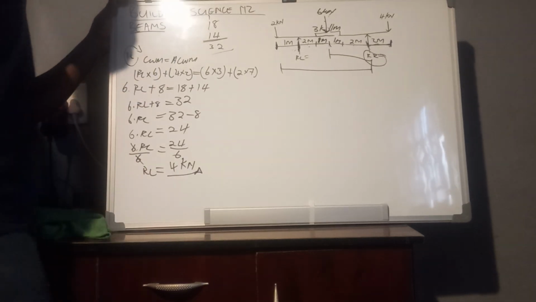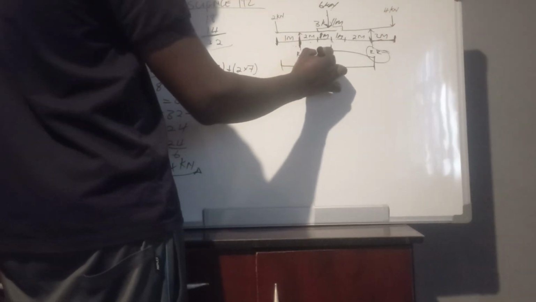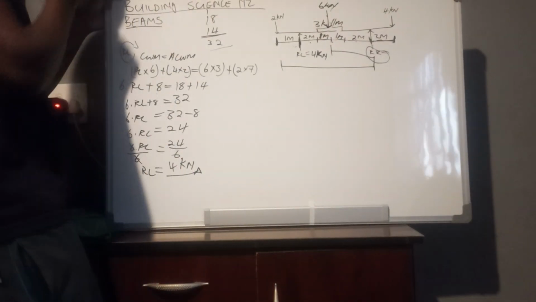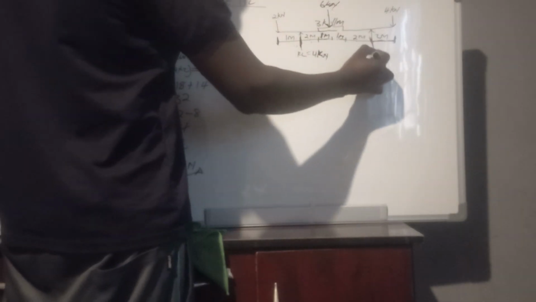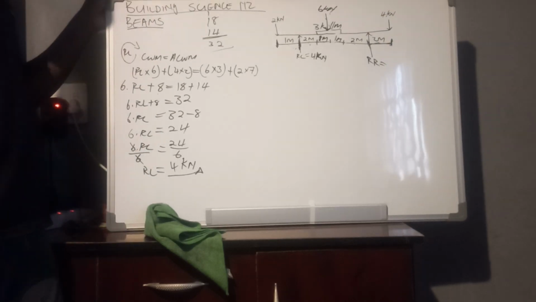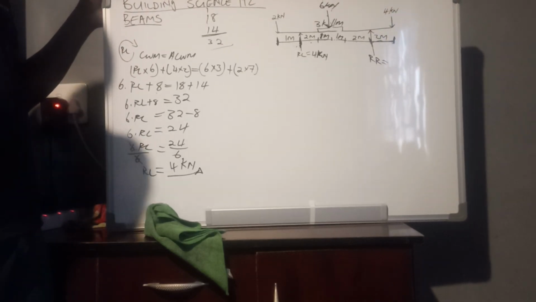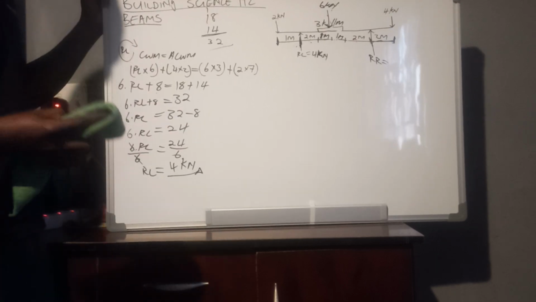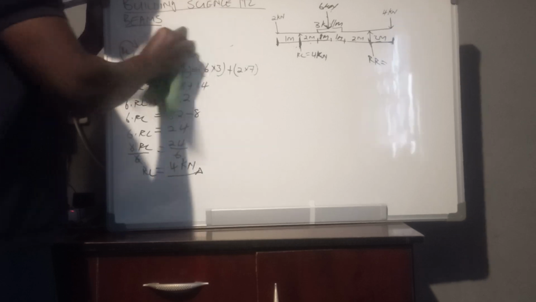kilonewton, right? So which means now we know that our RL is 4 kilonewton. Our RL is equal to 4 kilonewton, right? Then from there, let me put it the way it was. Here we had RR. Then from here, once we know that our RL is equal to 4 kilonewton, what are we going to do now? We have now to calculate the value of RR.